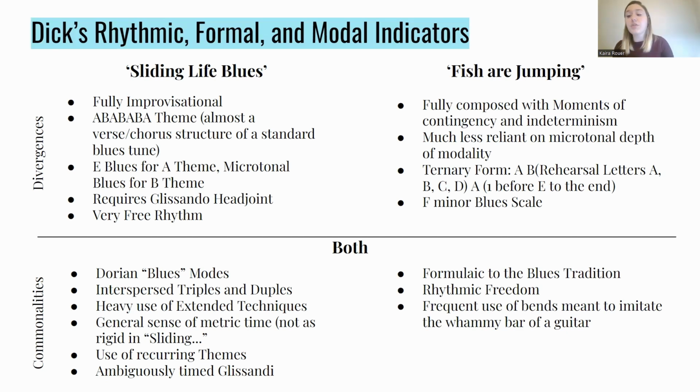extended techniques, but the use of the bends are meant to imitate the whammy bar in both of these. Whereas bends in Wil Offermans' work are usually meant to imitate the shakuhachi. So with improvisation, it is a largely imitative tradition. These artists are going to take their influences and inspirations and use them as moments of imitation. In this case, Robert Dick uses glissandi in both of these to imitate the whammy bar.